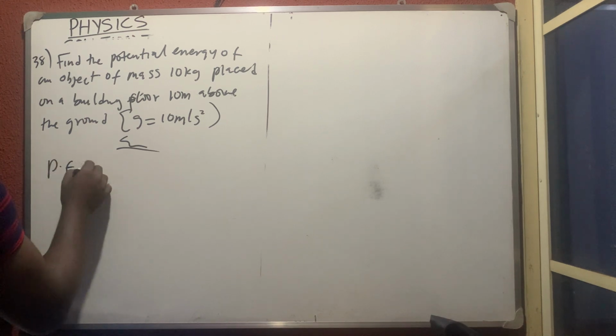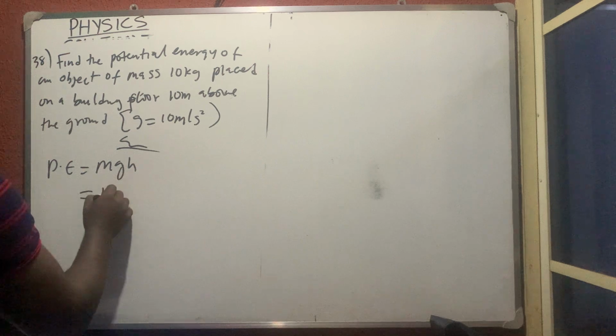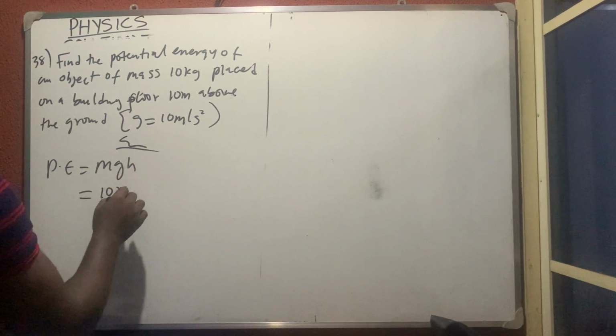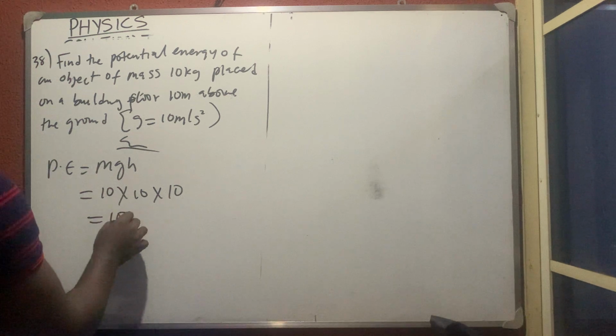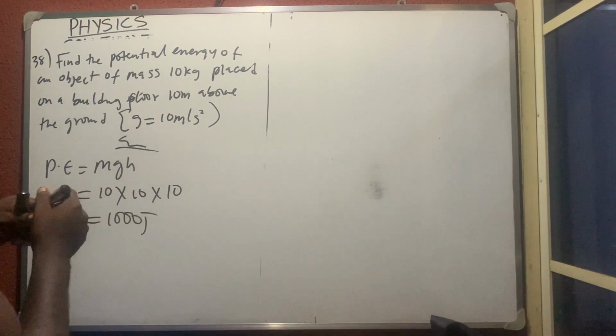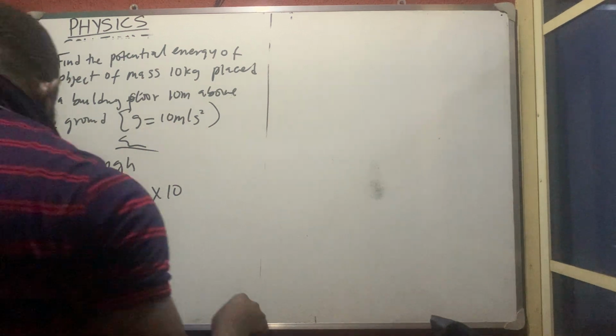We know that potential energy is equal to mgh, which is what? The mass there is 10, times the g is 10, times the height 10. So I'm having 1000 joules or 1 kilojoule. Question number 39.